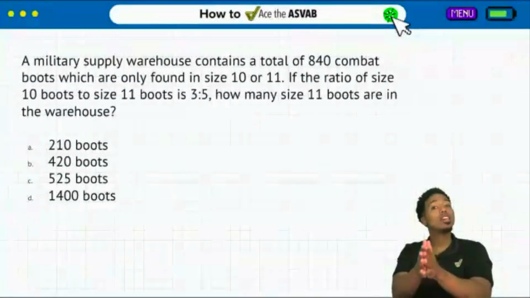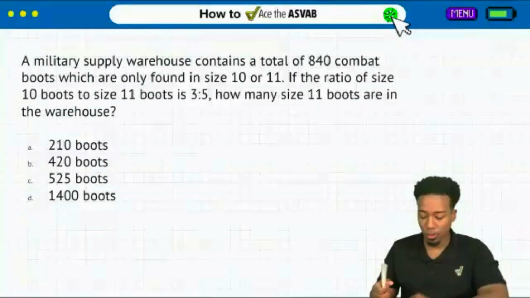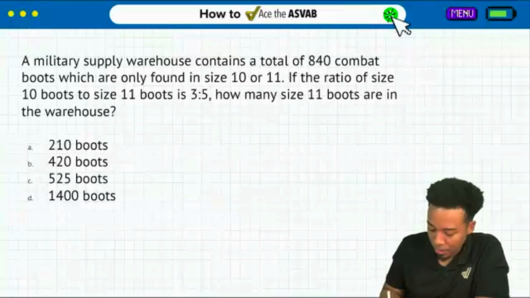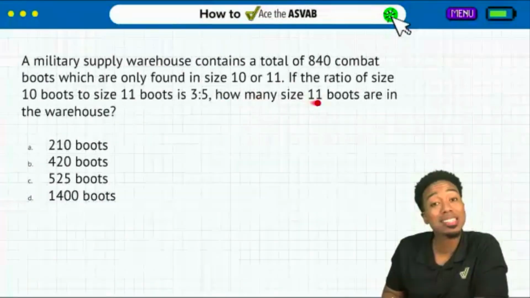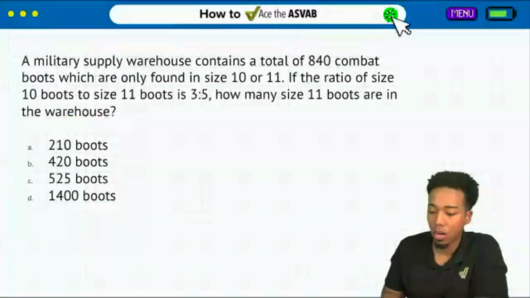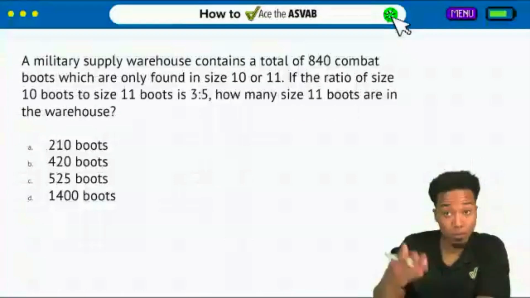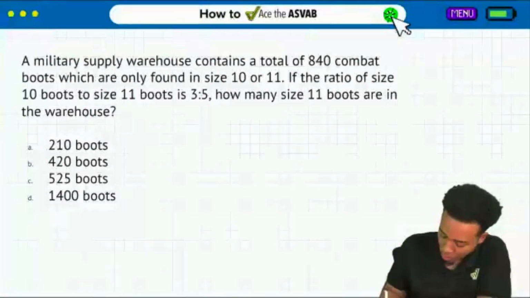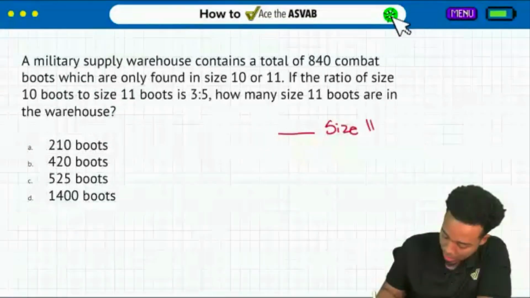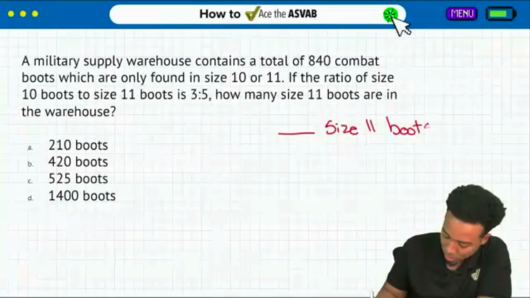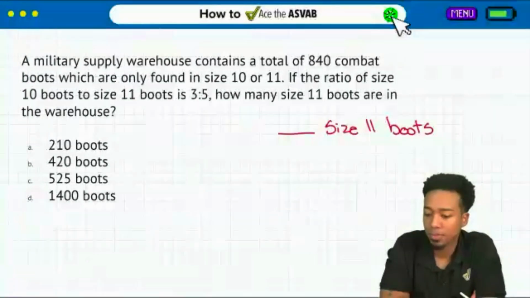So allow me to take you through this nice and smoothly. Make sure to pay attention. I'm going to ask you general questions as we go along. So everybody, we see here that it says, how many size 11 boots are in the warehouse? Okay, everybody, is it fair or is it true for you at least that you knew that we're looking for blank size 11 boots? That's what you're looking for? The number of size 11 boots?